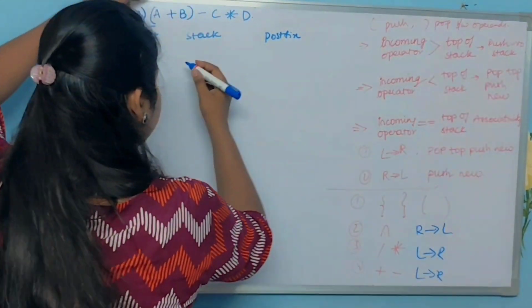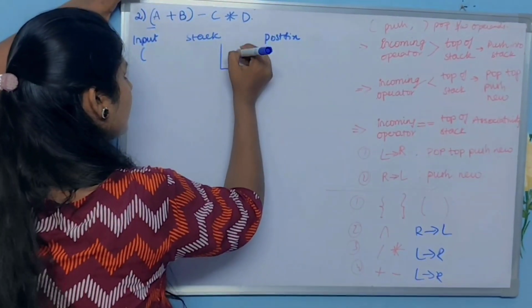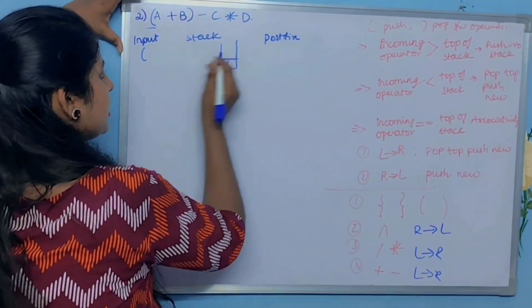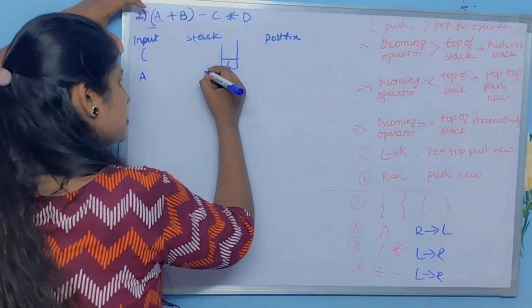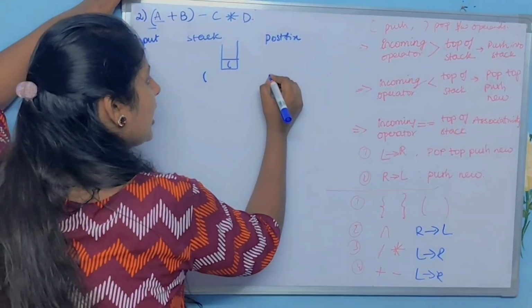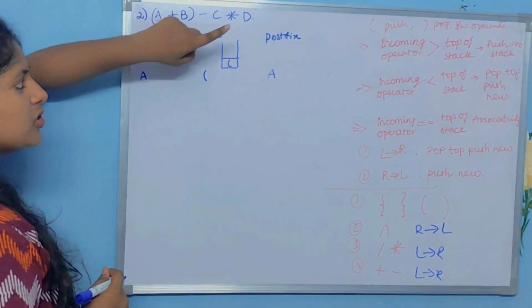In case I get the left parenthesis, I can directly add it into stack. So I've added it into stack. There is nothing in the postfix. Leave it like that. Now A is encountered. You can't add anything into stack, so leave the element like that and add the operand in the postfix.